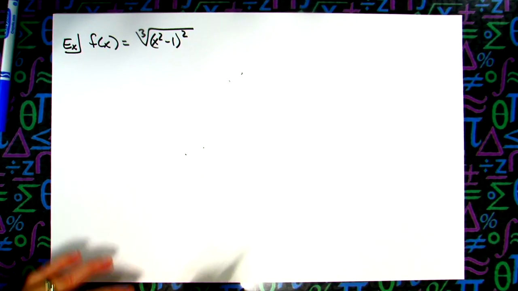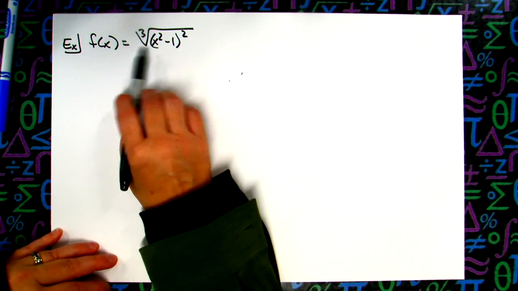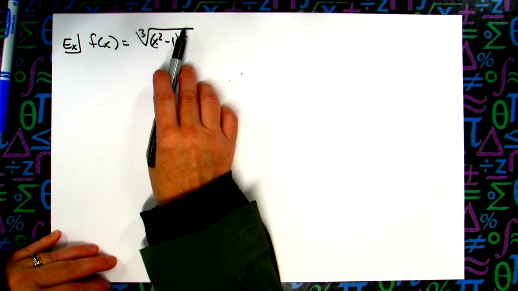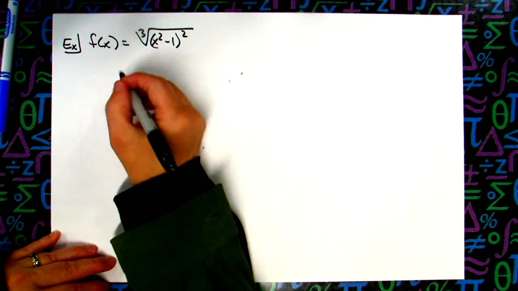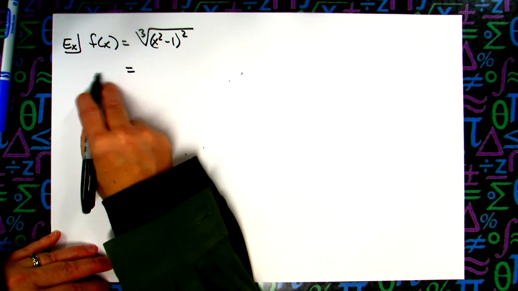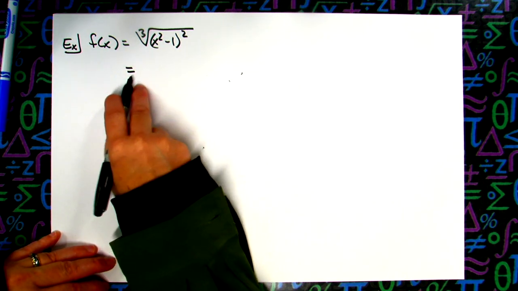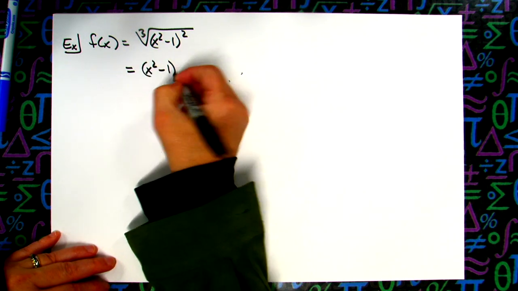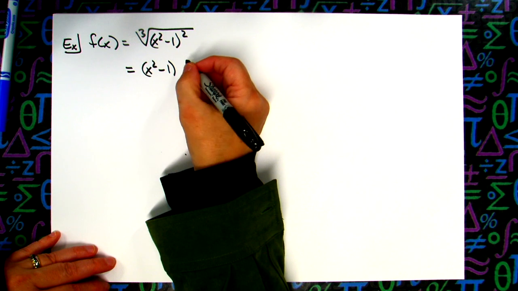Before you start to do anything with this one, I would probably algebraically manipulate this. Change it from radical form to exponential form. I'm not taking the derivative, so I'm not going to write f prime of x. I'm just going to come down here and say, this really is an x squared minus 1 raised to the 2/3.